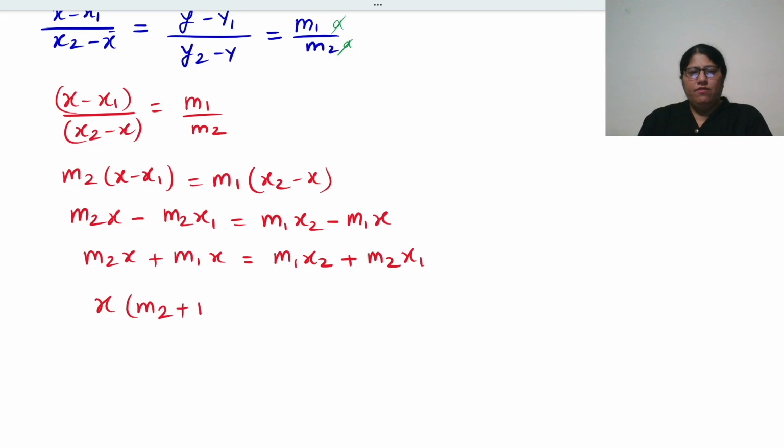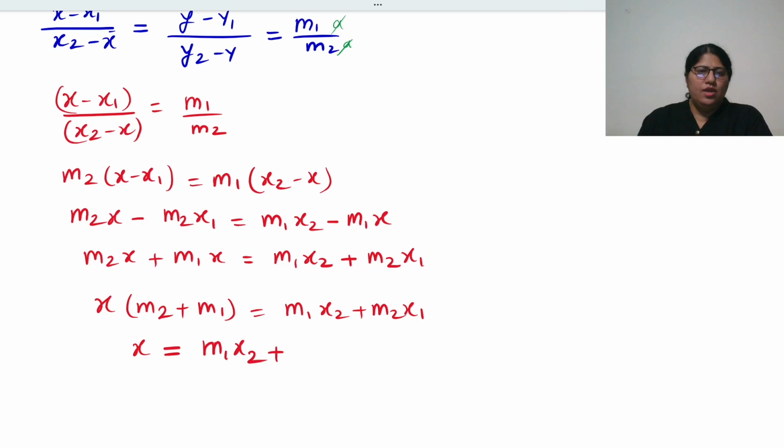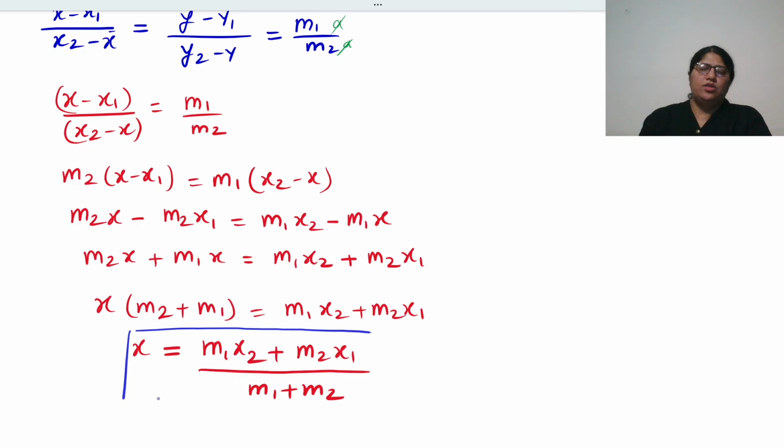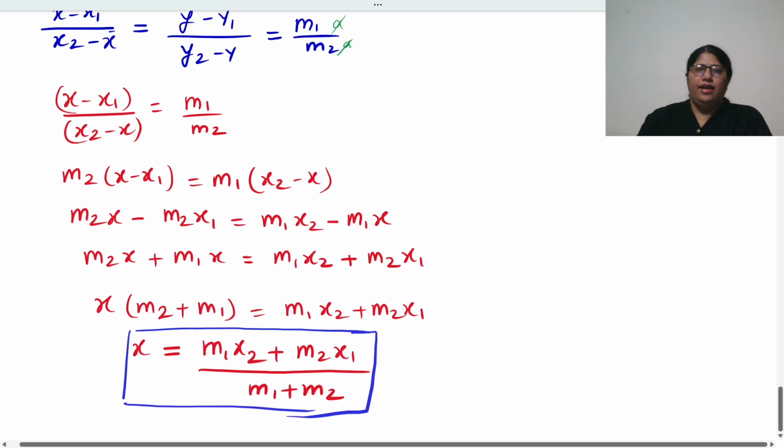I can write m1 plus m2 plus m1 equals m1 x2 plus m2 x1, right? Similarly, here, what is the x coordinate? We are reaching the x coordinate formula: m1 x2 plus m2 x1 by m1 plus m2. I just rearranged because it's addition, I can change the order. So this is the x coordinate of P. So this is nothing but the formula, right?